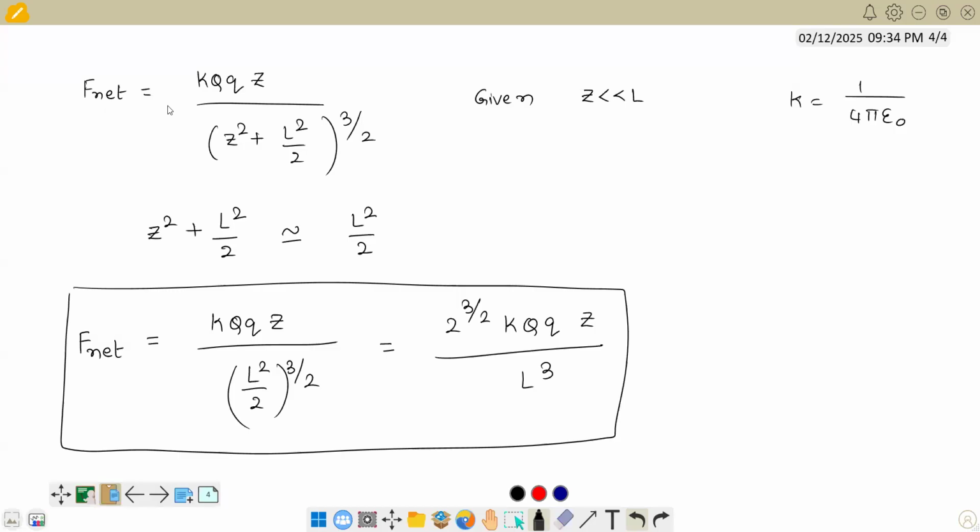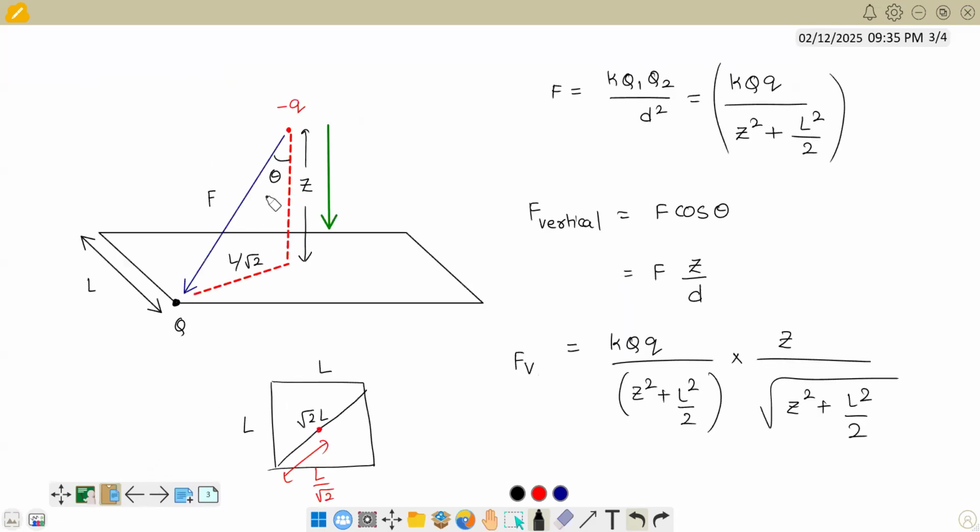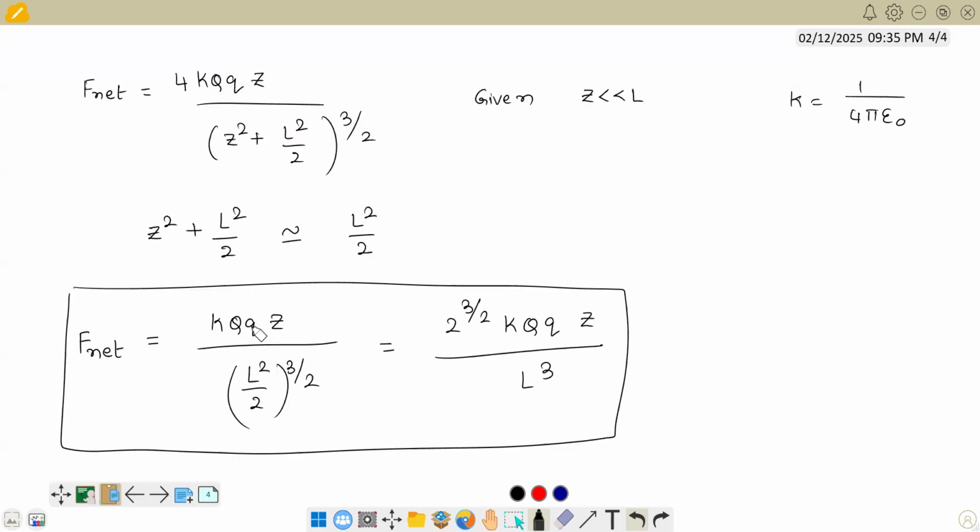We made a small error here. For the net force, we have to take 4 because 1, 2, 3, 4 vertical forces must be there. So there will be a 4 term also here. Understood? So this will be the final expression. 2 power 3 by 2 you can write as 2 root 2. So it would be 8 root 2 kQq z by L cube.